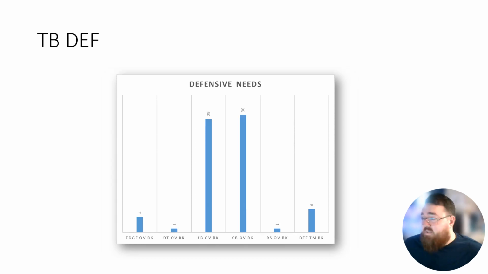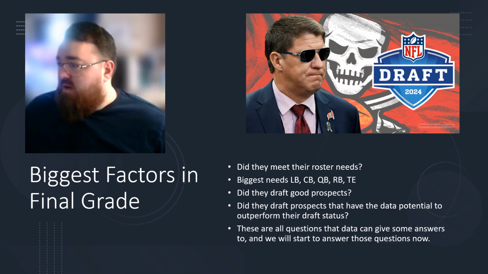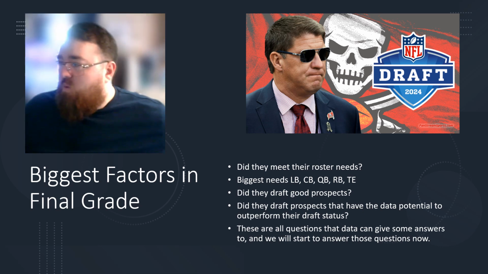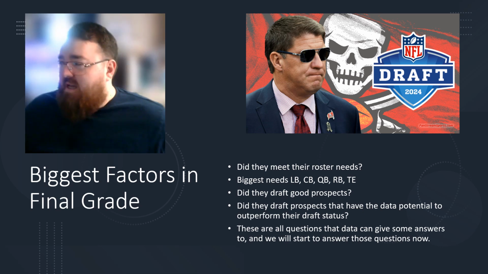Then on the defensive side of the football, linebacker and cornerback are big needs that they need to address. So those are the largest needs that I could identify from a data perspective of the team, based on their actual NFL performance per year and also on the age of the prospects. Based on all that information, the biggest factors in my final grade, just so you know, is whether they met their roster needs. The biggest needs that I could identify are linebacker, quarterback, running back, and tight end.